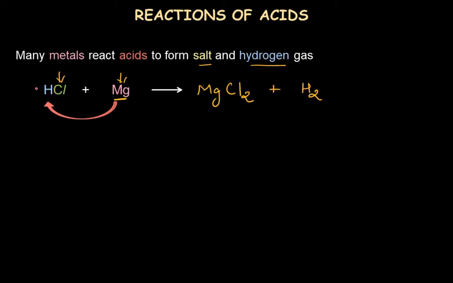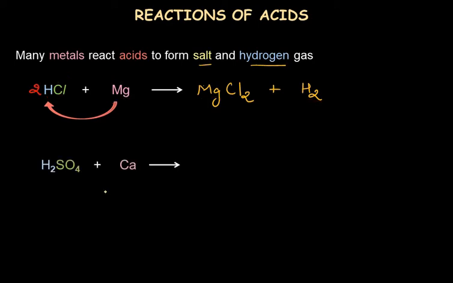Let me change the color so that it is visible properly. So here is the reaction that occurs between the metal and the acid to form the salt and hydrogen gas. Now, as we have already seen earlier, the type of the salt depends on the type of the acid used. So here, if we have used hydrochloric acid, then the salt formed will be a chloride.